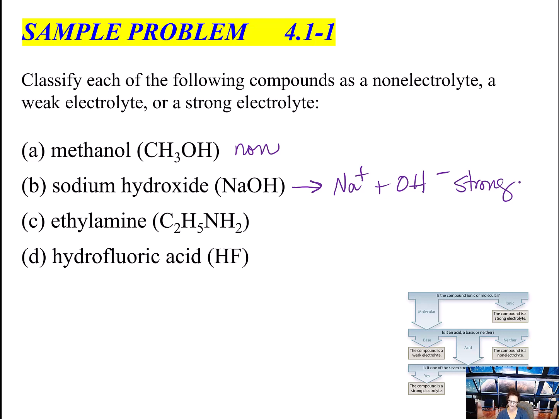Ethylamine is a weak base, so it's going to be a weak electrolyte. And then hydrofluoric acid, which is not one of the strong acids, is going to be a weak electrolyte.